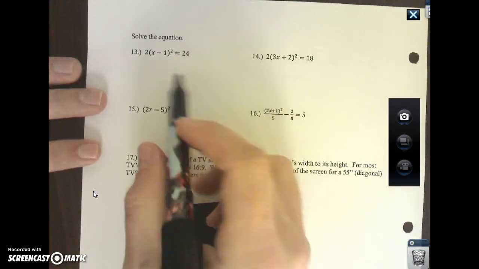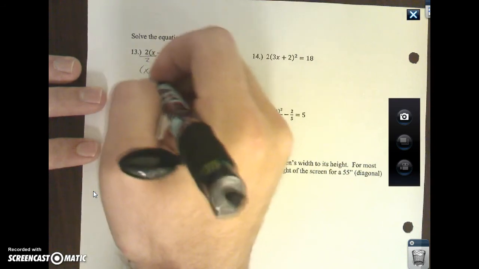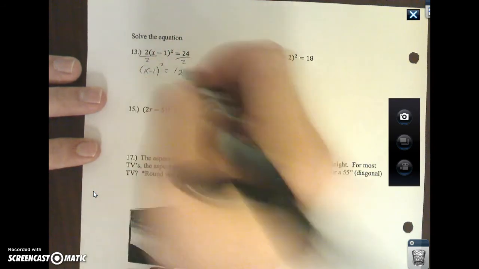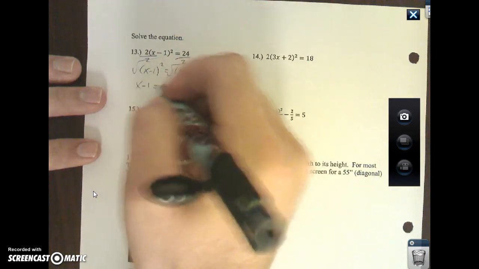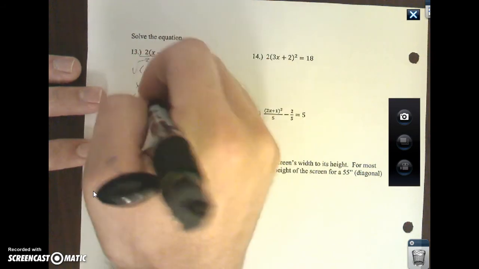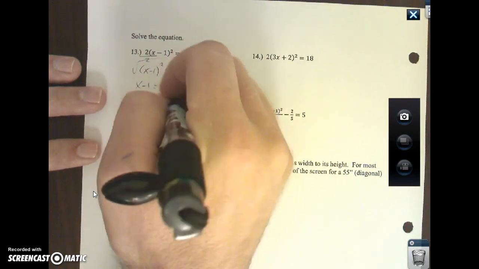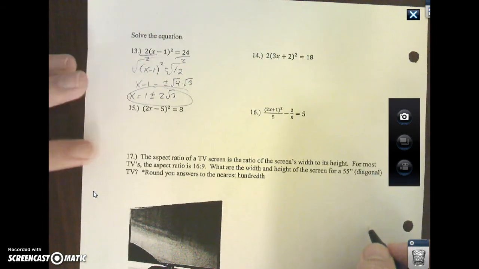Okay. Before I square root both sides, divide both sides by 2. X minus 1, the quantity squared, equals 12. I can square root left, I can square root right. I'm just going to break this down a while. Root 4 times root 3. 1 plus or minus 2 root 3. There you go. Okay.